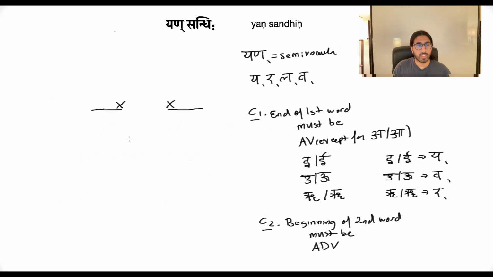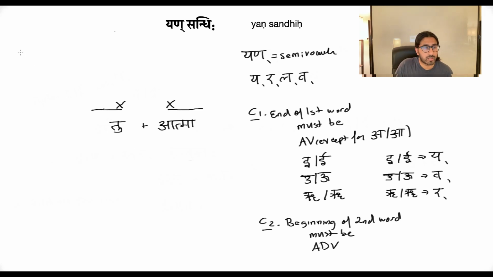Okay, so now let's move on to u. Let's say we have the word tu, and let's say the following word is ātmā. Again, condition one: end of the first word must be any vowel except for a or ā. So it's a u. Good. Condition one fulfilled. Condition two: beginning of the second word must be any dissimilar vowel. Condition two fulfilled.